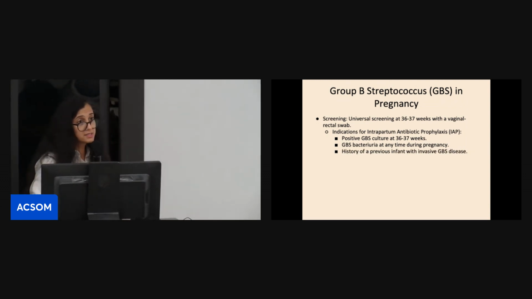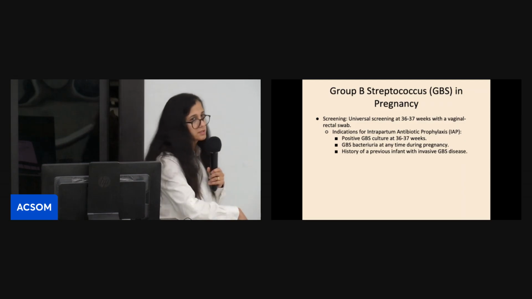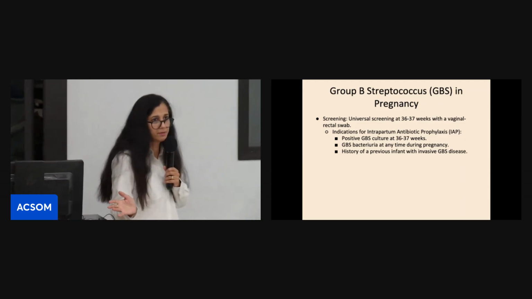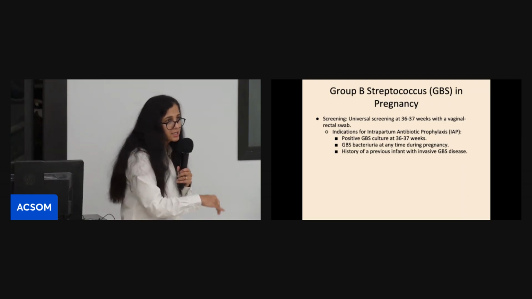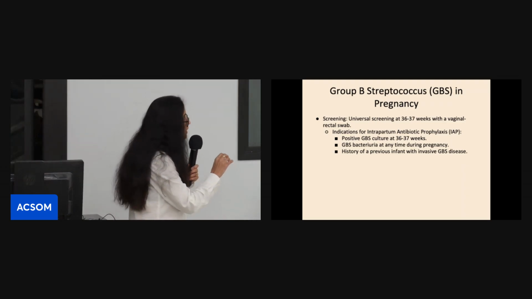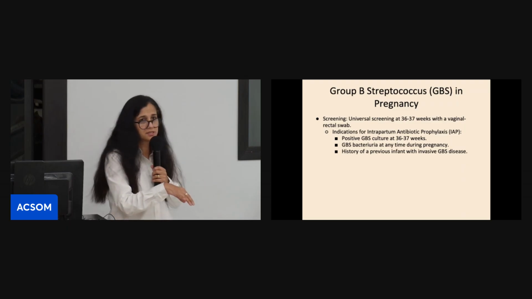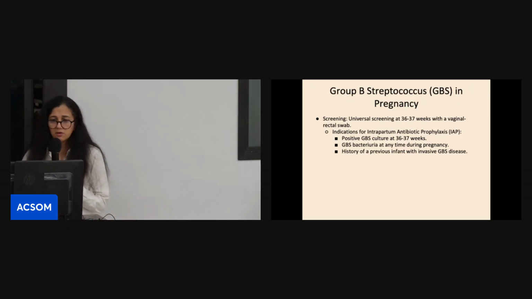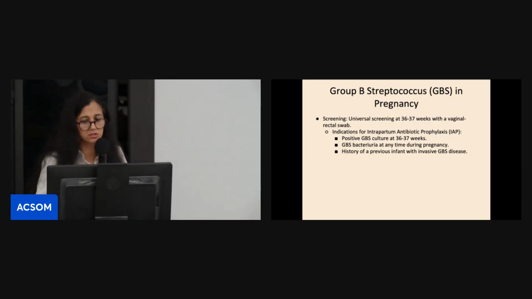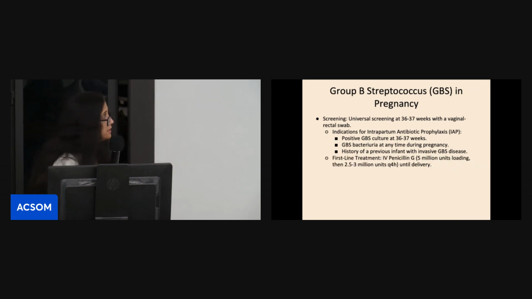If they've had a previous baby with invasive early onset GBS disease, you're treating them with IAP. Not if they were just GBS positive and nothing happened, that's fine. They have more likelihood to be positive in a subsequent pregnancy. But if they actually had a child with invasive early onset GBS disease, they're treatable. You don't actually need to screen them. They're considered high risk.